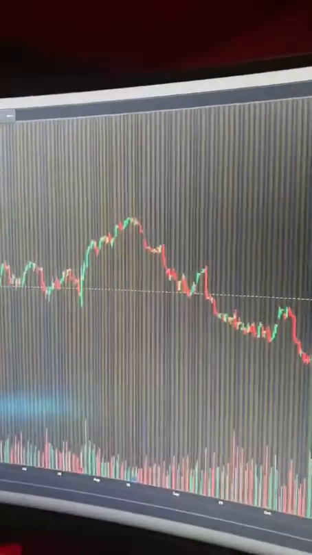Right here, we're going to start off with this little area. You've got to dissect the chart. You've got to break it down in little pieces. You can't just look at it as a whole, because then it's just going to get confusing.